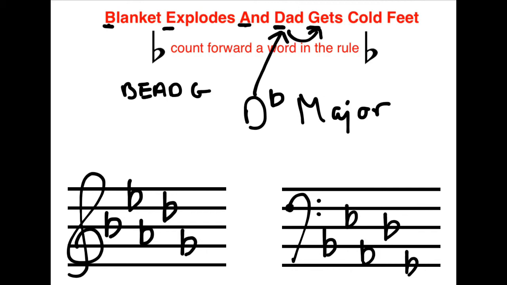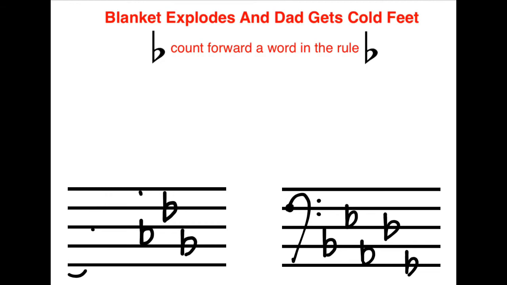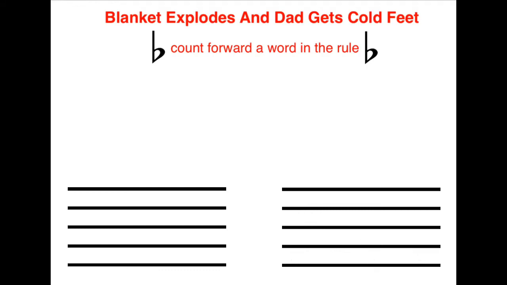And that's it. I'll just write out for you all the flat keys that this rule takes care of. The sharp rule was used to find the keys of G major, D major, A major, E major, B major, F sharp major, and C sharp major. This rule will take care of all the other major keys that use flats. So it'll take care of B flat major.